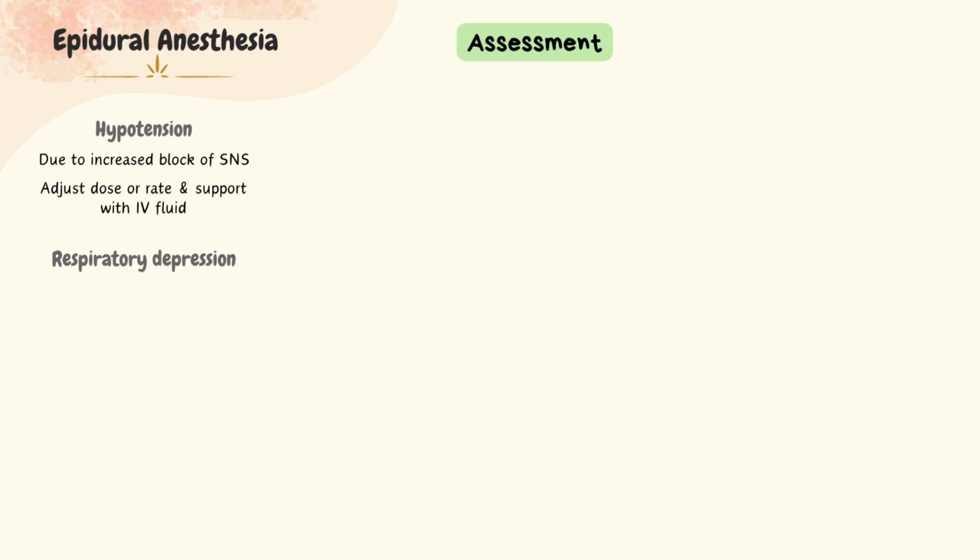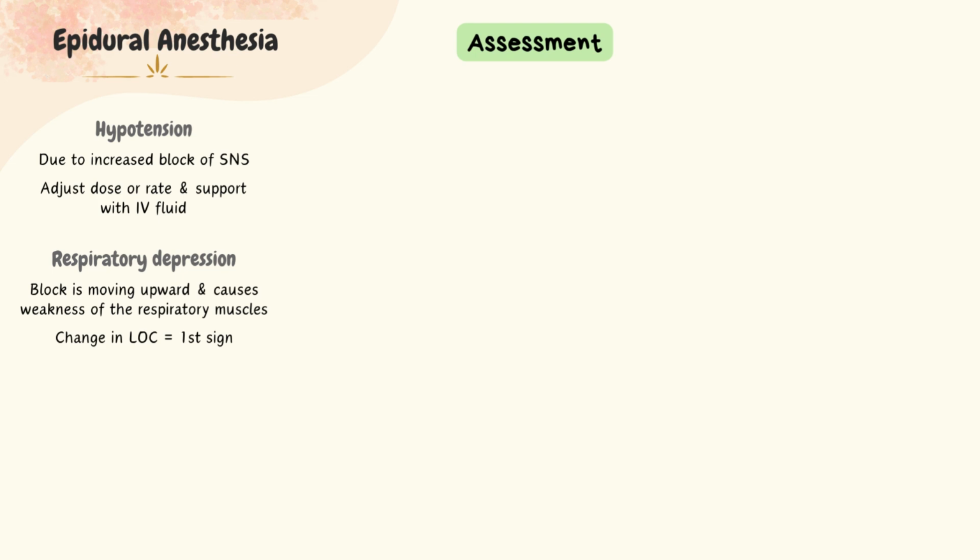Besides the sympathetic block, if the block is moving upward and causes weakness of the respiratory muscles, respiratory depression can result. Change in level of consciousness is usually the first sign of respiratory depression because the patient is unable to move the carbon dioxide out of the lungs due to muscle weakness.